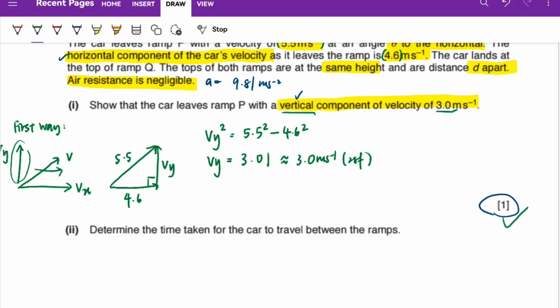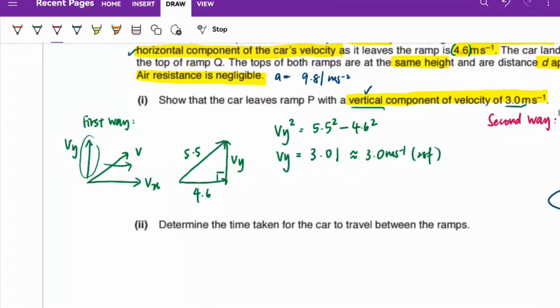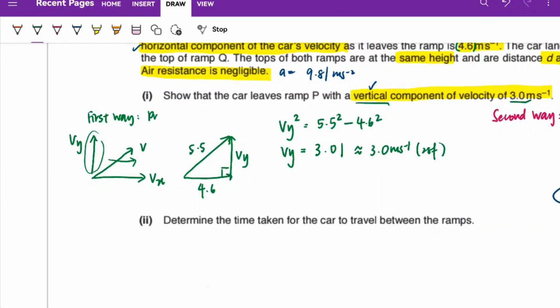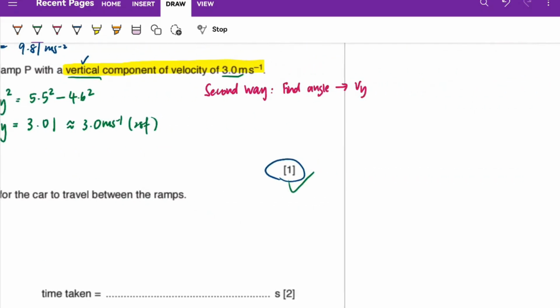Now, what is the second method? The second method is where we involve the usage of the angle. We find the angle, then we find the vertical component. Just now the first method, we used Pythagoras theorem. The second way is using cosine and sine, where we'll find the angle.